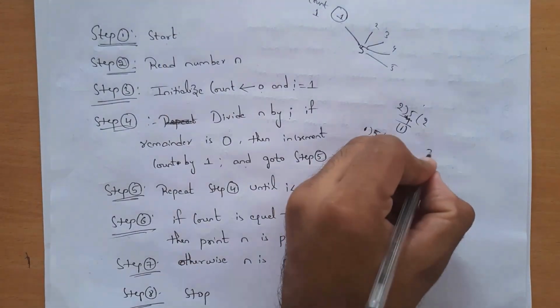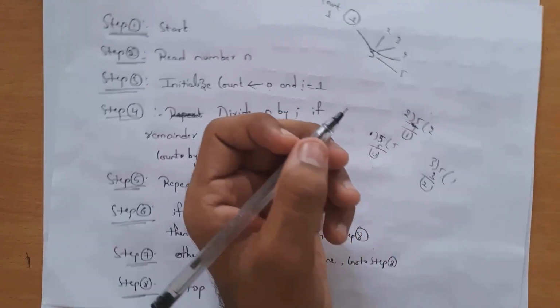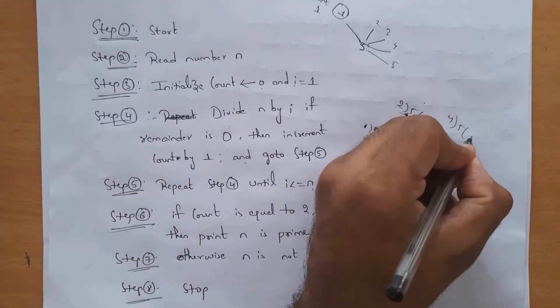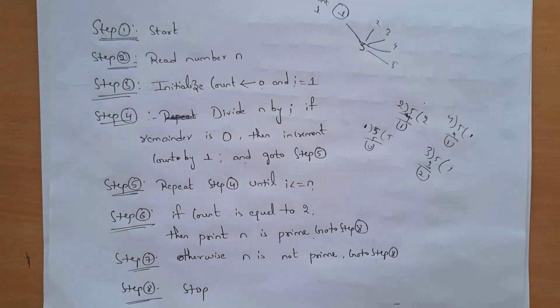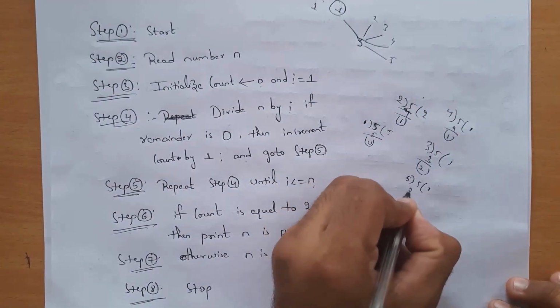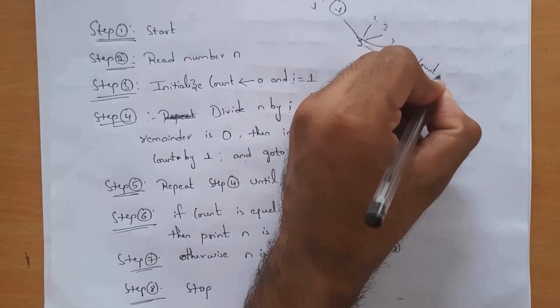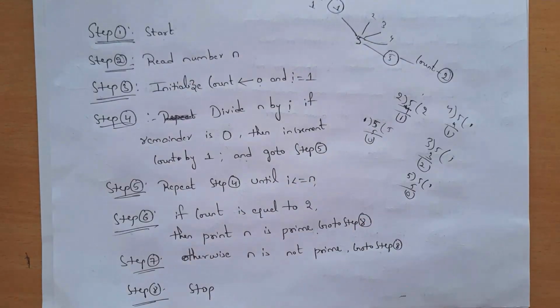Similarly, take 3. Divide 5 by 3: 3 ones are 3 and remainder is 2, so remainder is not 0. Similarly take 4: 4 ones are 4, remainder is 1. Still keep count as 1. Now divide 5 by 5: 5 ones are 5, remainder is 0. So now increment count to 2. Now my count is 2 because 5 is divisible by 1 as well as 5.